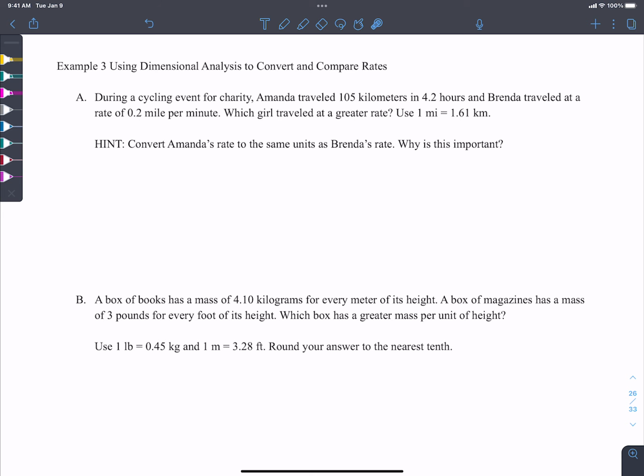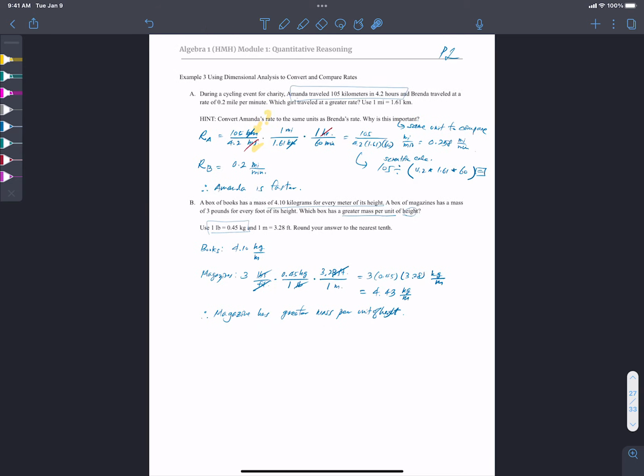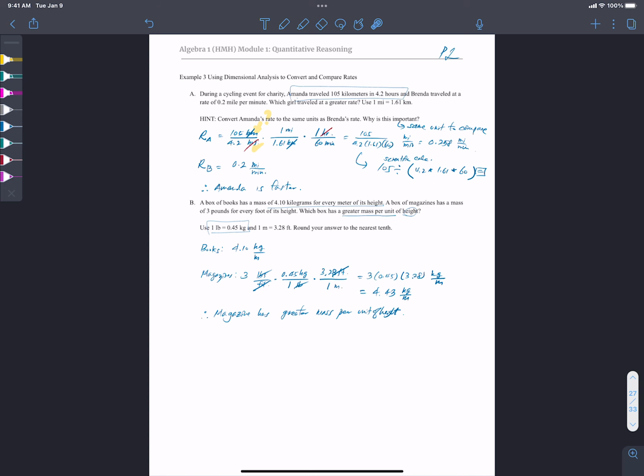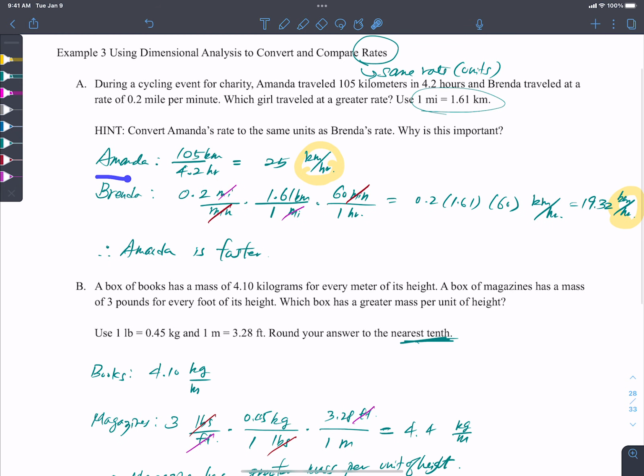Okay, how did it go for you guys? I'm going to show you the answers, okay? If this is a class, you would have had a chance to work with your mates. Here you go. So Amanda, the rate for Amanda, R sub A, and that was, you know what? I don't know why I did this in period 2. I believe period 4. Yes, I did. We left Amanda alone. When you do a long division, it just gives you 25 kilometers per hour.